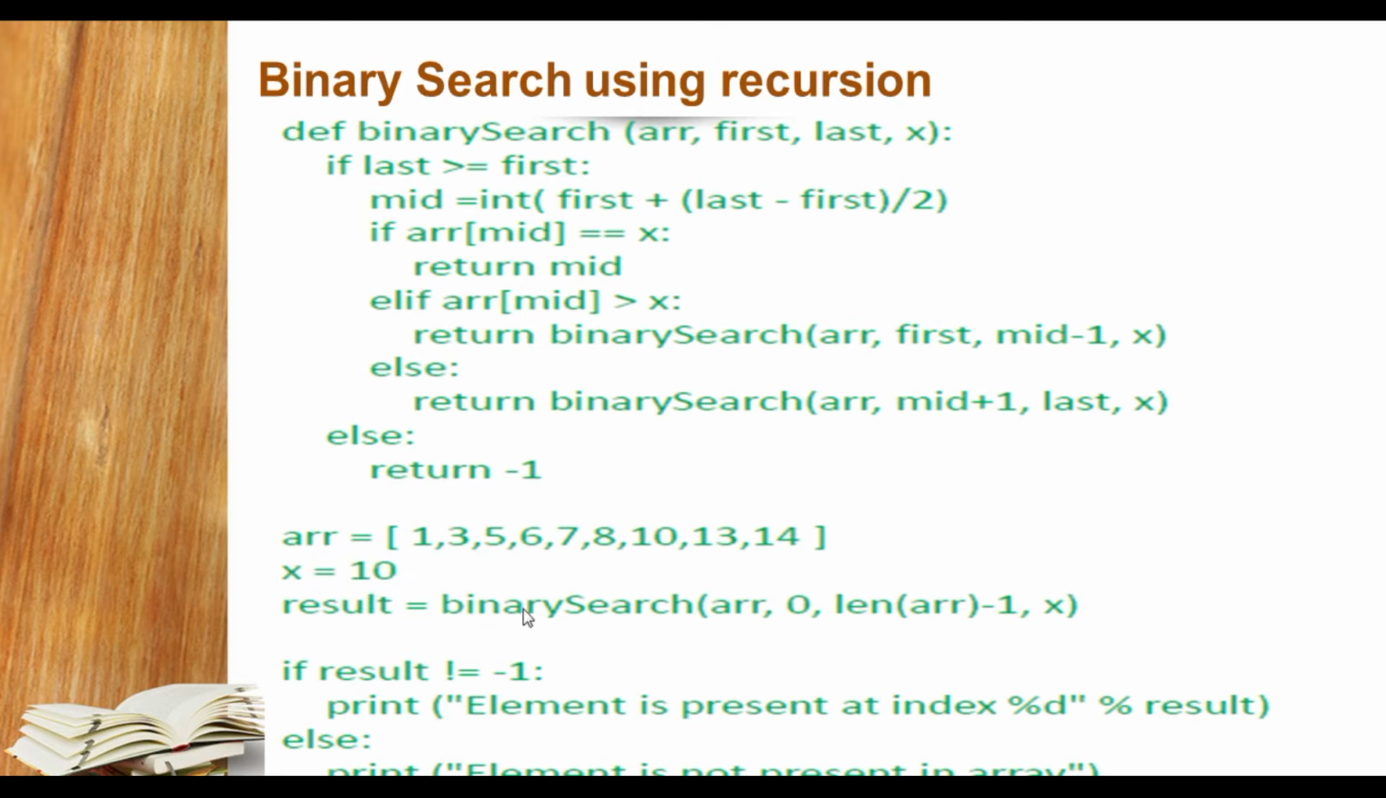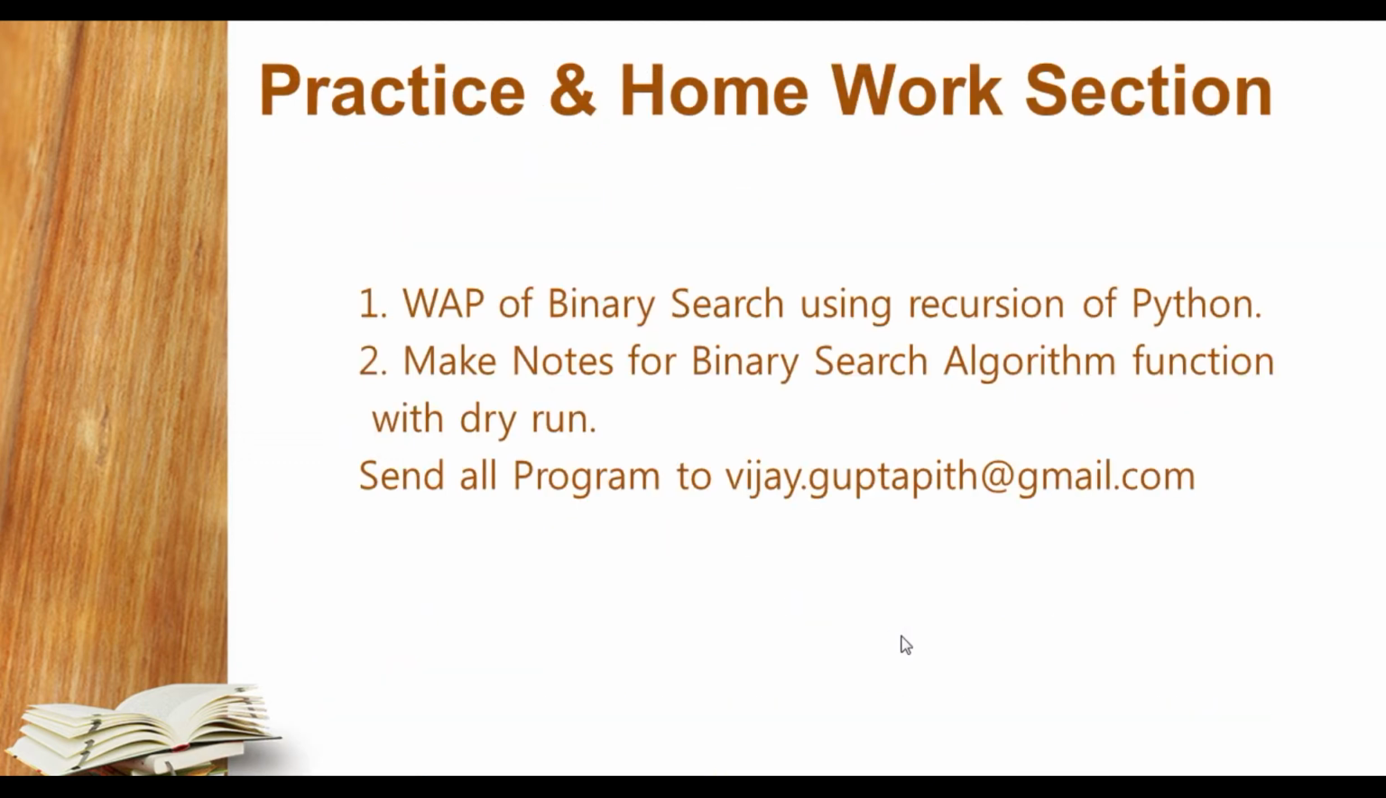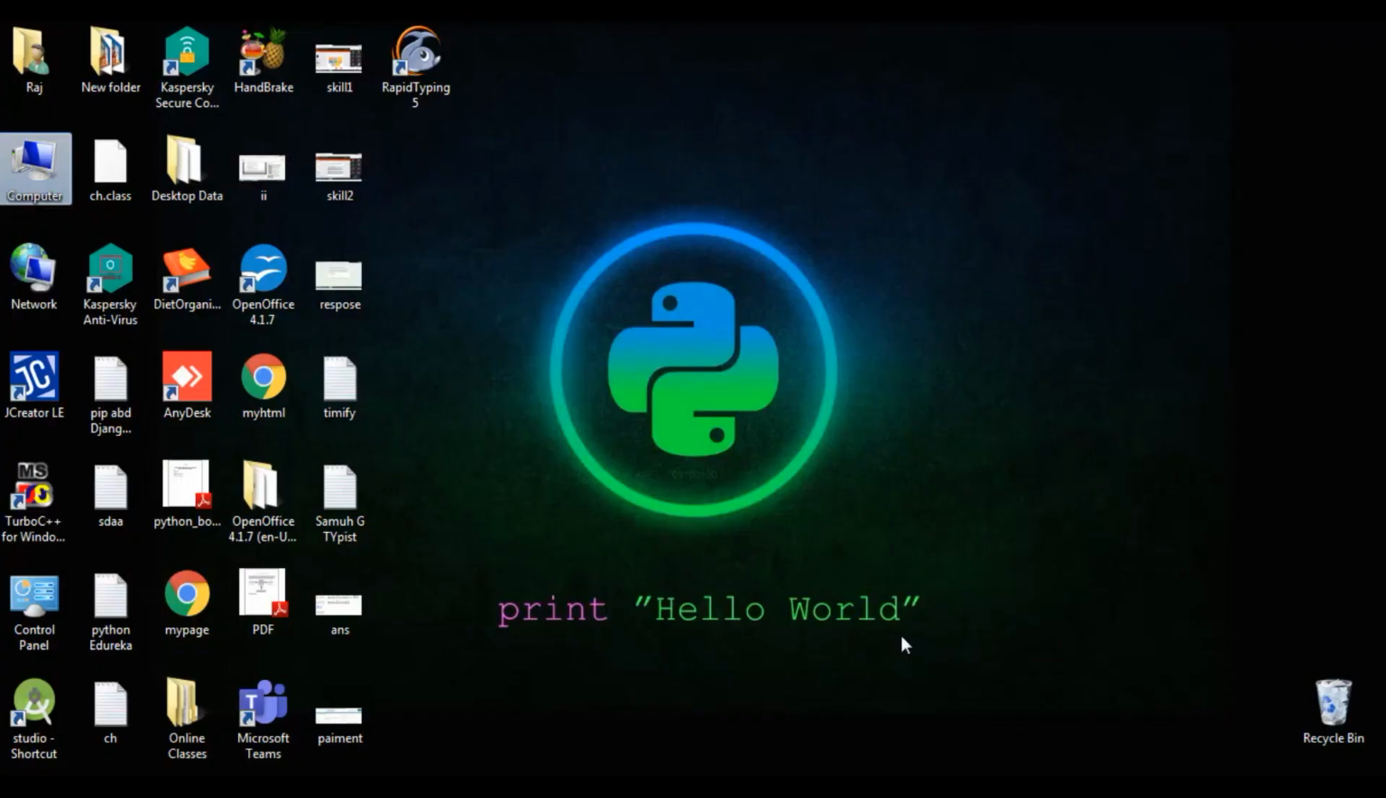So result equals binary search, with the array, index 0 because start will always be 0, and length of the array minus 1, and x. If the result does not equal -1, we can say the element is present at that index number, otherwise it is not present in the array. So we are going to do it practically, students. How to do that?